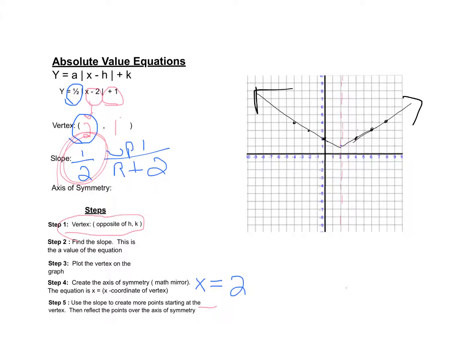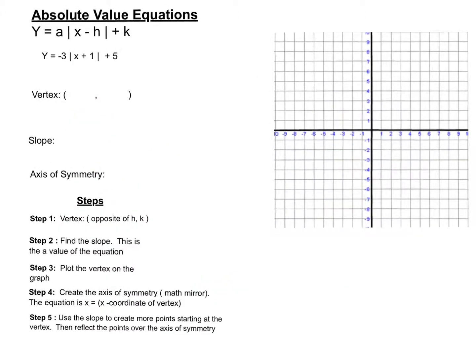All right. We'll look at another example. Here we go. Now again, you guys should be getting a little better at this, so let's start off with the obvious, the vertex. We grab this guy. Grab this guy. The opposite of 1 would be -1, and the vertex is 5. So my vertex is -1, 5.